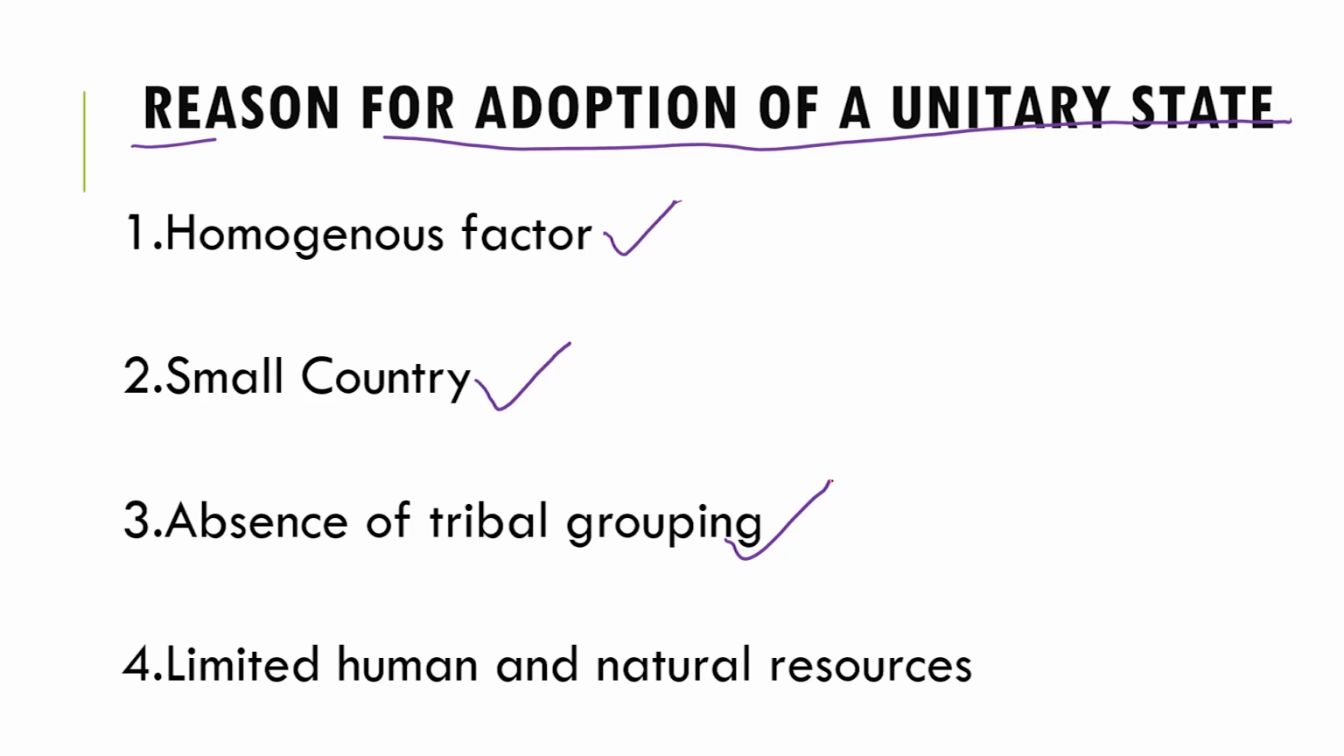Then next, in this particular system, we have what we call the limited human and natural resources. Now, the reason why most people go for the unitary system is because of what? Because of limited human and natural resources. The resources are not even there. So it will be easier for these particular people to come together, just like what you have in the history of Singapore back then.